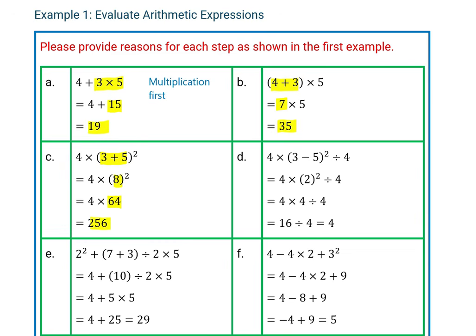Part D is 4 times (3 minus 5) whole square divided by 4. The bracket is the first thing to be done, right? So identify which one you have to do first. 3 minus 5, which is 2. So that is to be done first. And once you get 2 square as 4, we have the statement which says 4 times 4 divided by 4.